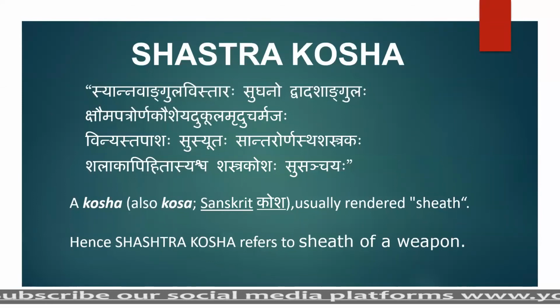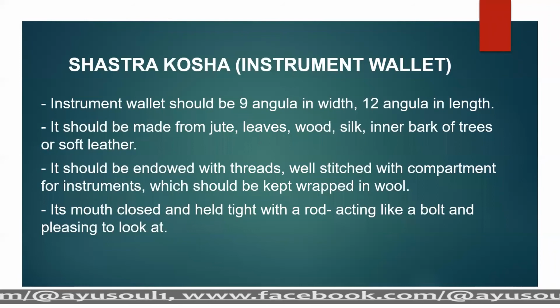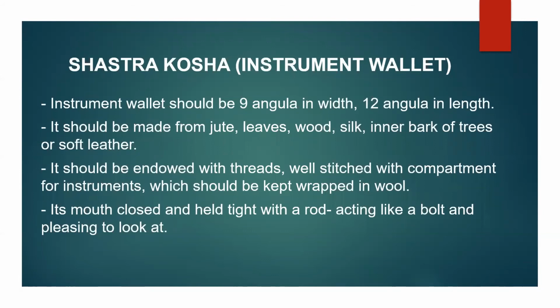Shastra Kosh usually refers to a sheath for keeping the weapon in, for its maintenance and protection. It should be 9 angula in width and 12 angula in length and made from jute, leaves, wood, silk, inner bark of trees or soft leather. It should be endowed with threads, well stitched, with compartments for different instruments, and should be kept wrapped in wool. Its mouth is closed and held tight with a rod acting like a bolt, and it should be pleasing to look at.